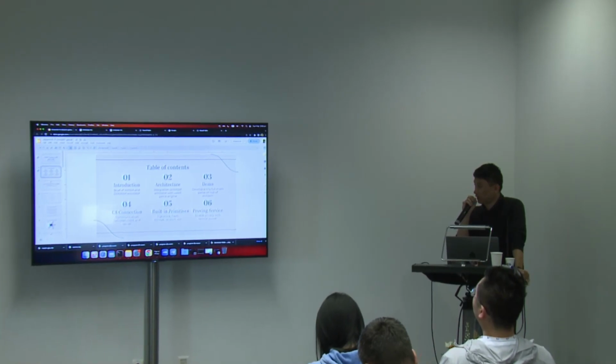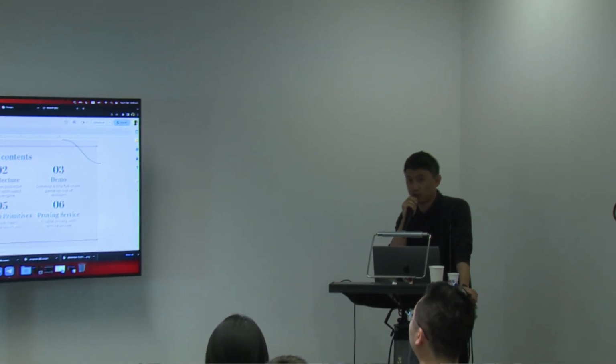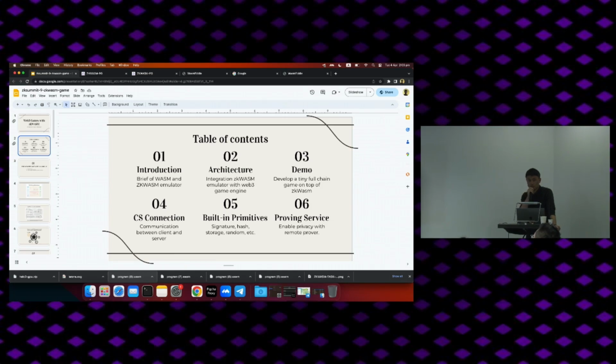And at the end, at the fifth section, I'm going to introduce the two layers of proving service, and building primitives, and storage, and random generation, etc. And in the end, I'm going to show you the proving service and discuss a little bit about the privacy when you're utilizing a proving server. Okay, let's start.